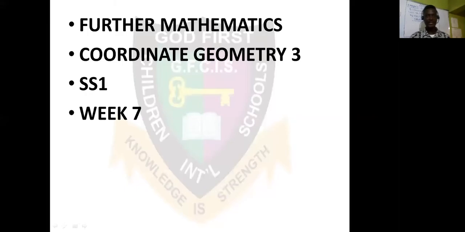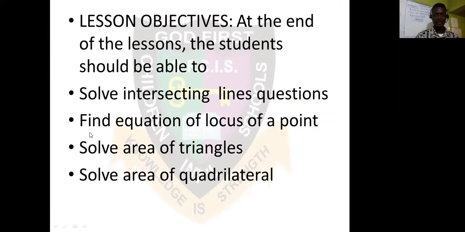So our topic is coordinate geometry 3, SS1, week 7. Lesson objective: at the end of the lesson, the student should be able to solve intersecting lines questions and find the equation of the locus of a point.